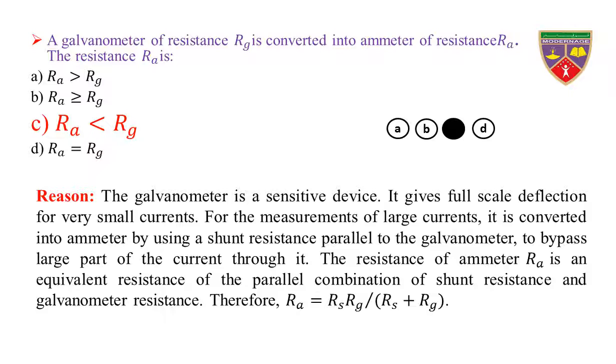Reason: the galvanometer is a sensitive device. It gives full scale deflection for very small currents. For the measurement of large currents, it is converted into ammeter by using a shunt resistance parallel to the galvanometer to bypass large part of the current through it. The resistance of ammeter Ra is an equivalent resistance of the parallel combination of shunt resistance and galvanometer resistance. Therefore, Ra is equal to Rs, the shunt resistance, times Rg, the galvanometer resistance, divided by Rs plus Rg. Hence, the resistance of ammeter is Ra less than Rg.